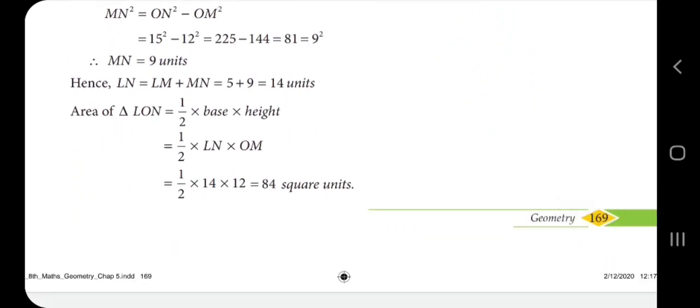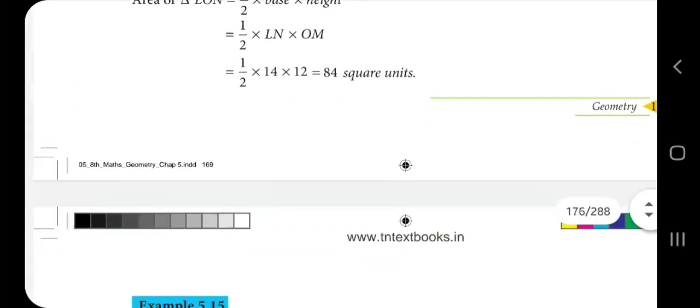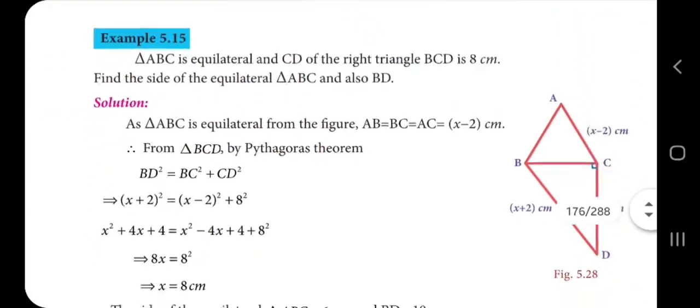Now we can add all the sides, 14 units. For the area of a triangle, we know the formula: half into base into height, half into 14 into 12. The answer is 84 square units. This sum is very important.